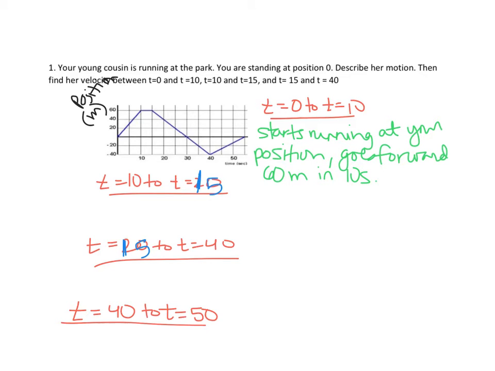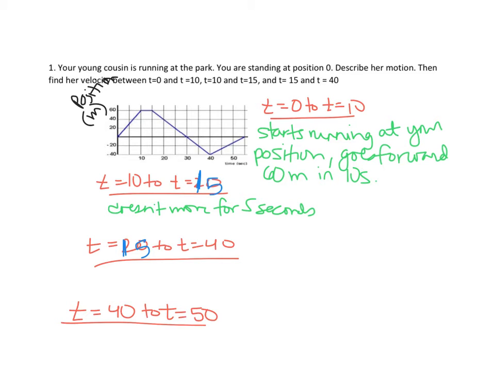So the next part, you'll notice between t equals 10 and t equals 15, the position doesn't change. That means that your cousin is not moving for those 5 seconds. Then the next part, between 15 and 40 seconds, that's after she started, or you can say, in a more natural way, for the next 25 seconds, your cousin turns around and goes back in the opposite direction.